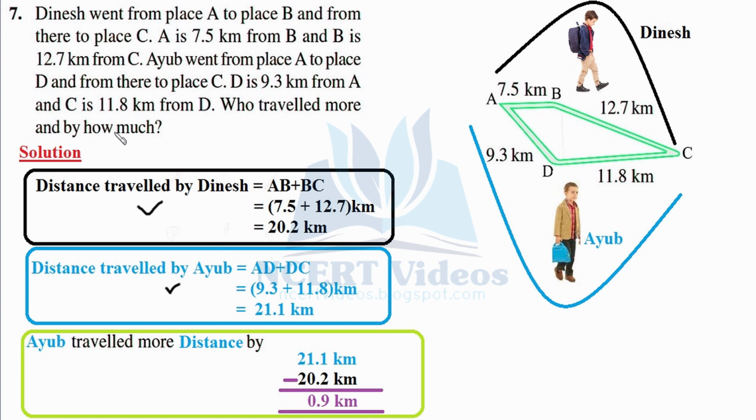The question was asking by how much. Therefore you subtract it. So below decimal you have to borrow. You have to borrow 1. It becomes 11. 11 minus 2 is 9. And since it was borrowed, it becomes 0. So 0, 0. And 2 minus 2 is again 0. So the distance traveled by Ayub is 0.9 kilometer more as compared to Dinesh. So this was question number 7.